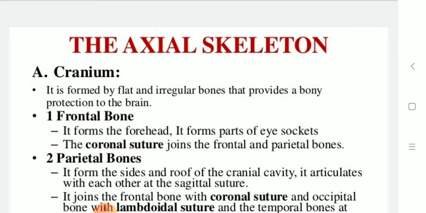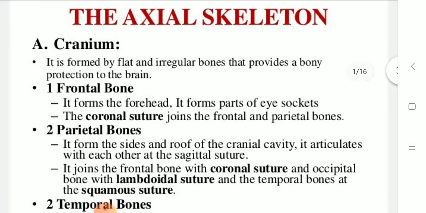The first part is the cranium. It is formed by flat and irregular bones that provide protection to the brain. First is the frontal bone. It forms the forehead and part of the eye sockets.